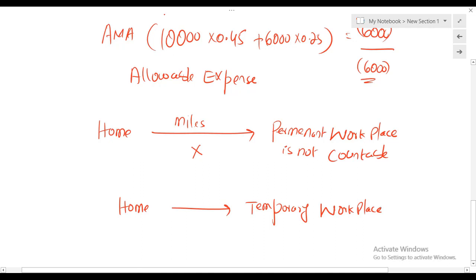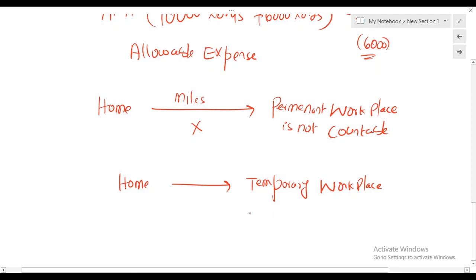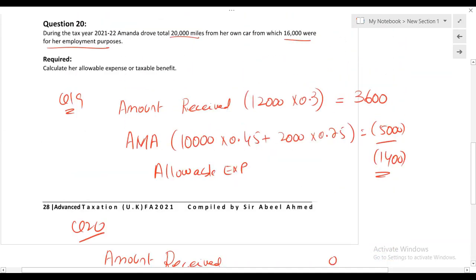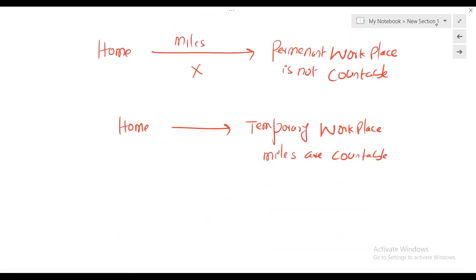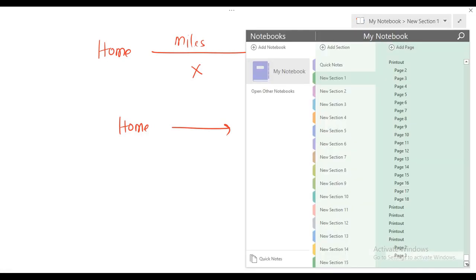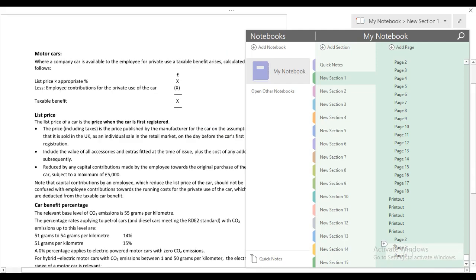temporary workplace means where you have been transferred for less than 24 months. In case of temporary workplace, distance from home to temporary workplace, miles are countable. And let me explain. Temporary workplace means where you have been transferred for less than or equal to 24 months. That is temporary workplace. In case of temporary workplace, distance from home to temporary workplace is countable. Okay.